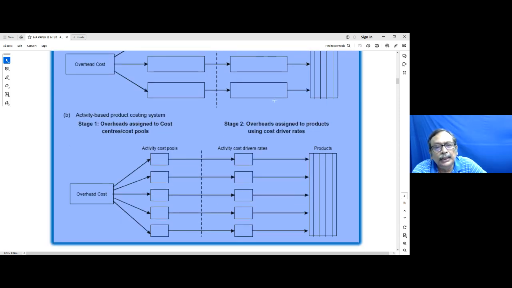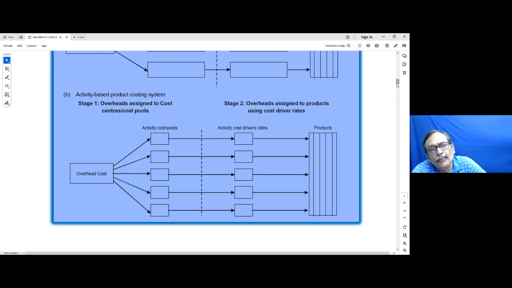Whereas in activity-based costing, overhead is assigned to cost centers or cost pools, what are called cost pools. Stage 2: overheads are assigned to products using cost driver rates. So what are cost driver rates? That is also something we are going to discuss.